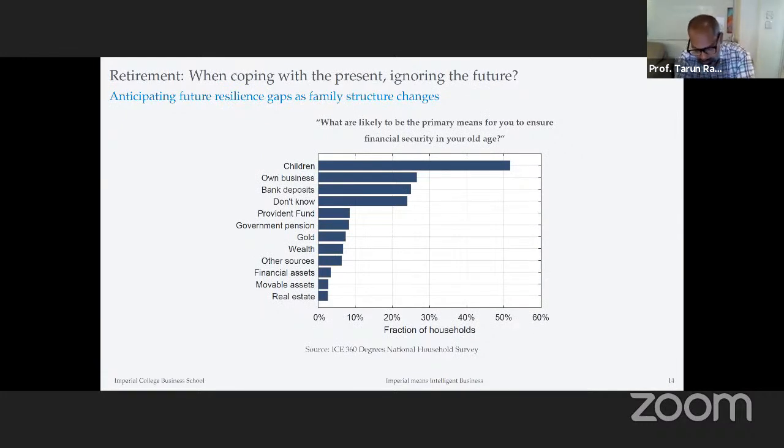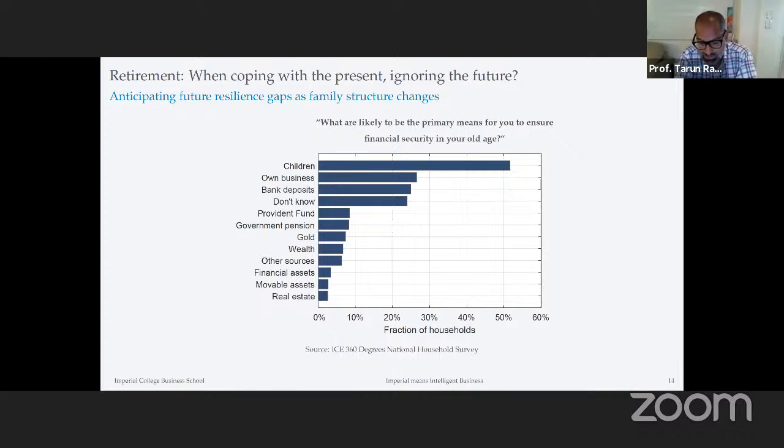Now, here's another thing that kind of looks a little bit ahead, and we'll sort of move towards my recommendations later, which is essentially when coping with the present, which is occupying a lot of time, psychological space, and financial space for households at the moment, we're ignoring a big looming problem, which is retirement. And ignoring the future is likely to turn out poorly. And so we're anticipating these future resilience gaps as family structure changes, because if you look at the question, what are likely to be the primary means for you to ensure financial security in your old age? And this is from a different survey, the ICE 360 Degrees National Household Survey, which also used to be the NCAER survey. Essentially, you can see that over 50% of households believe that their children are going to be the primary means of financial security.